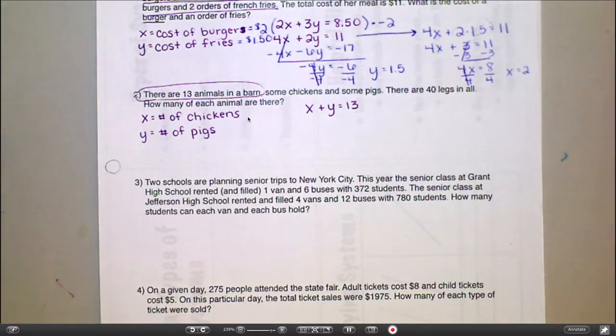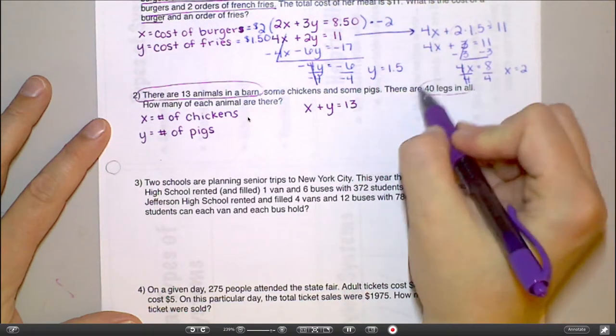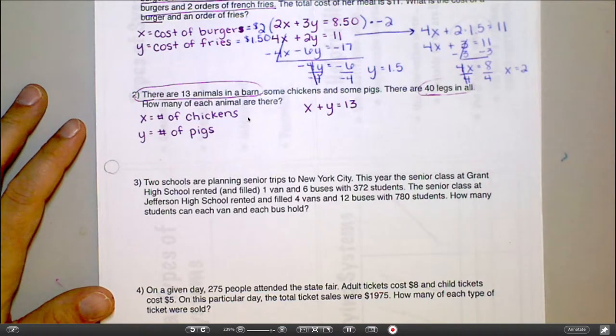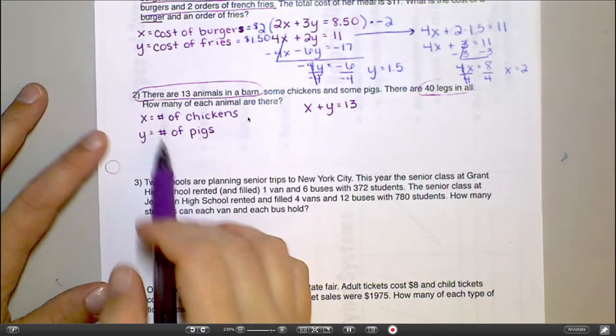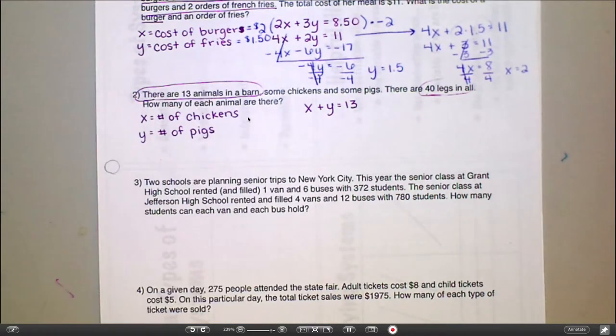Now, this one is a little bit different. Most of the problems have all of the information kind of spelled out for you. There's some stuff that's sort of implied here, because all it tells me is that there are 40 legs altogether. But I can't just do X plus Y equals 40, because the 40 does not represent the total number of chickens and pigs. What do I have to know here?